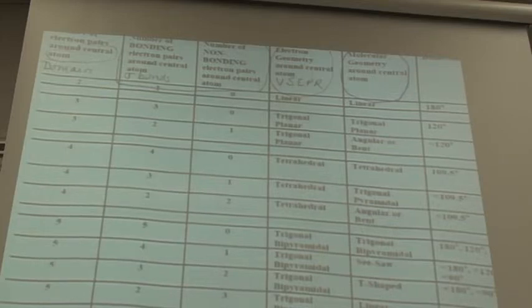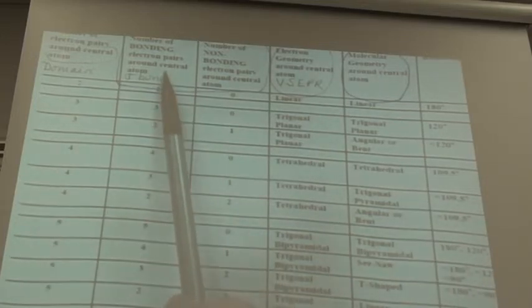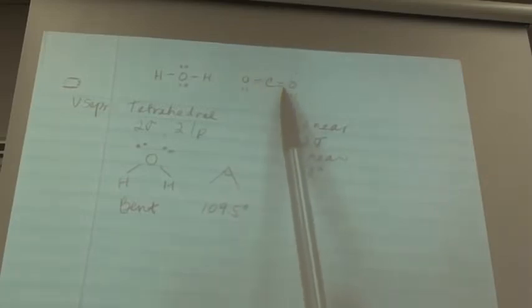Yes. What are the bonding electron pairs around the central atom? In these examples, I'm just counting the sigma bonds around the central atom. Any bond around the central atom counts as one. Doesn't matter if it's single, double, or triple. And the non-bonding ones are the dots. Okay. All right.